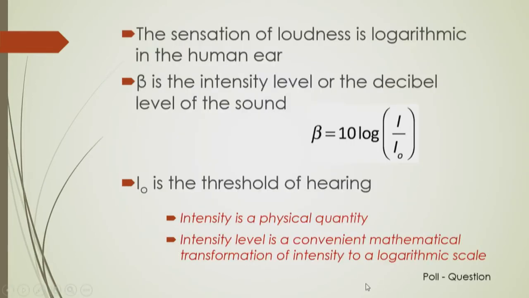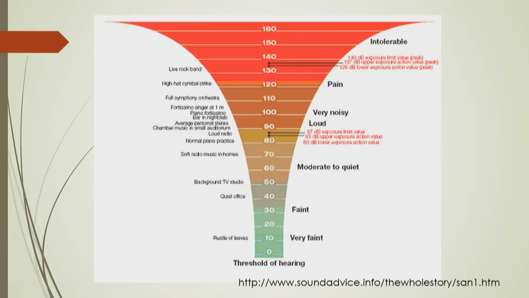So we're going to use the thing that we call a decibel. It's a logarithmic function. It's a log 10. 10 times the log of the intensity divided by the threshold of hearing. Intensity is a physical quantity. Intensity is the conventional mathematics to a logarithmic scale. But intensity is our physical quantity. How we're going to be able to measure it and deal with it is by decibels.